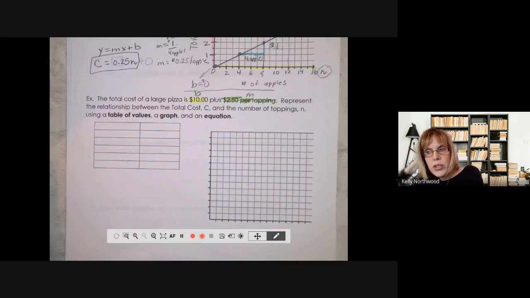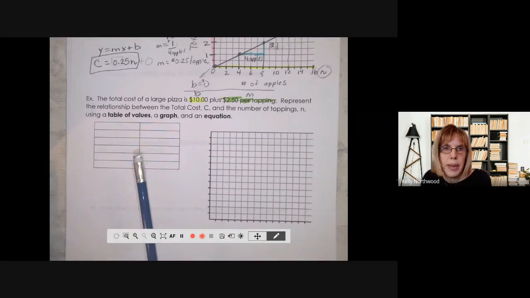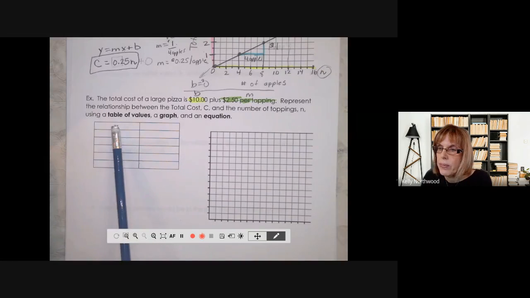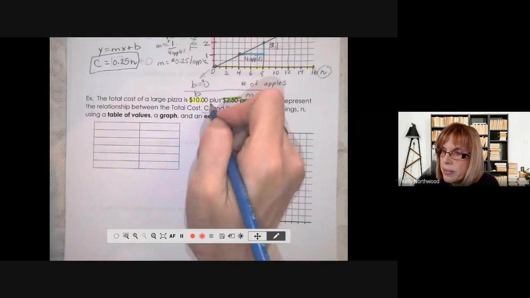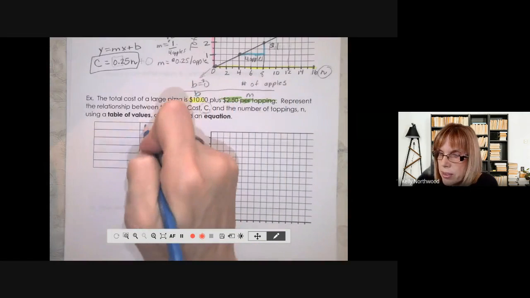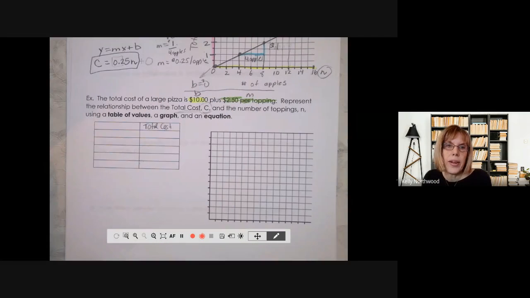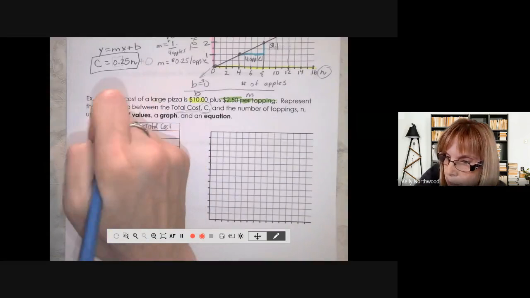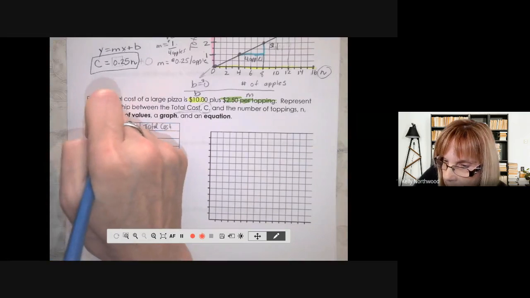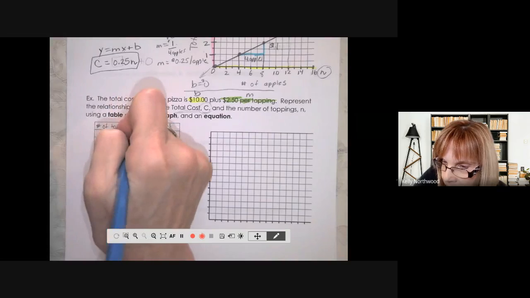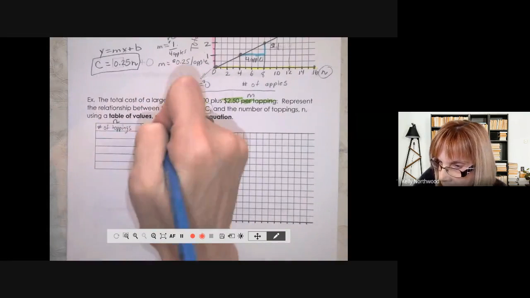Represent the relationship between the total cost C and the number of toppings N using a table of values, a graph, and an equation. So this is the first time maybe we've seen them give us a blank table of values. So we have to know what goes in the first column and what goes in the second column. Okay, so a good rule of thumb is if you've got total cost in your question, it's always in the second column because it always depends on the number in the first column. So N is going to be in our number of toppings is going to be our first column, N. So this is N and this is C.